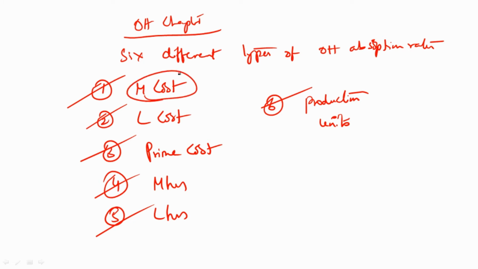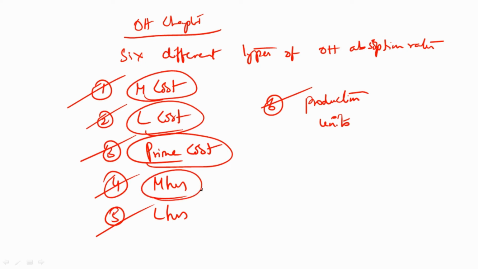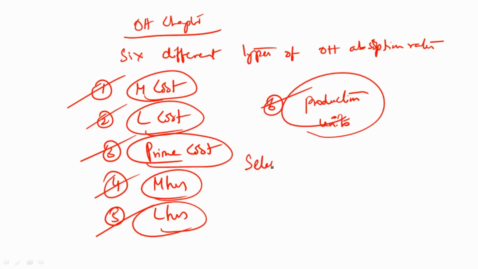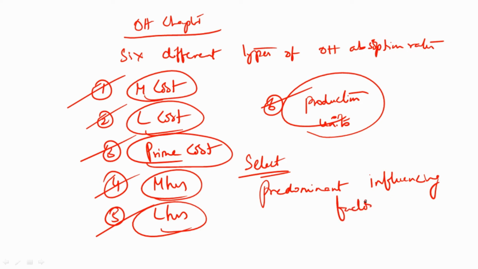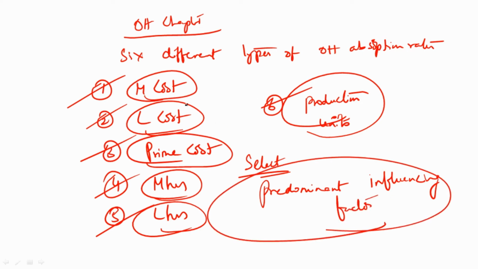Based on material cost, you can absorb your overheads. Based on labor cost, you can absorb your overhead. Based on prime cost, machine hours, labor hours, and also based on units. So how will you select a method out of these six different types of overhead absorption rates? Based on the predominant influencing factor, you will choose one of these six different types of absorption rates.